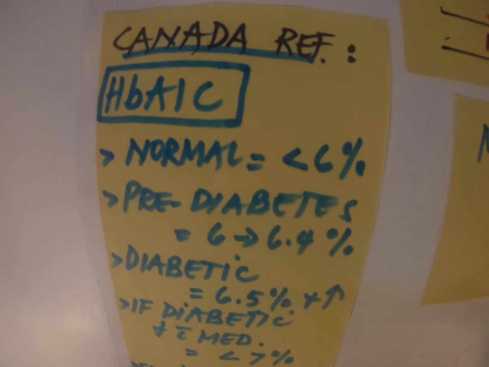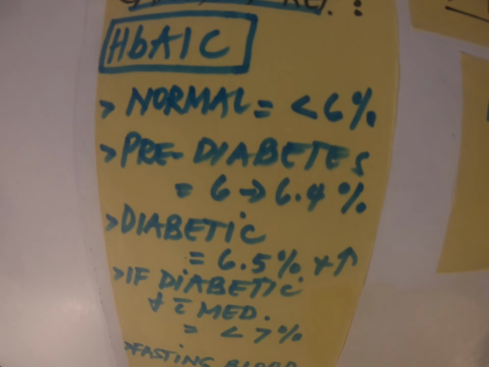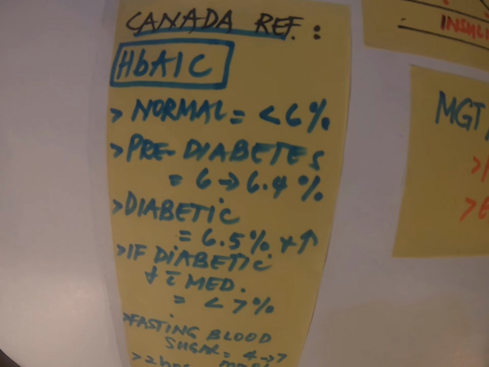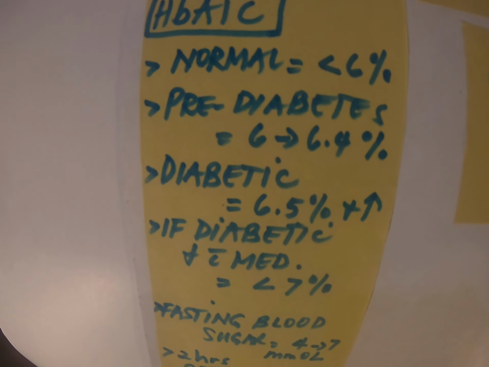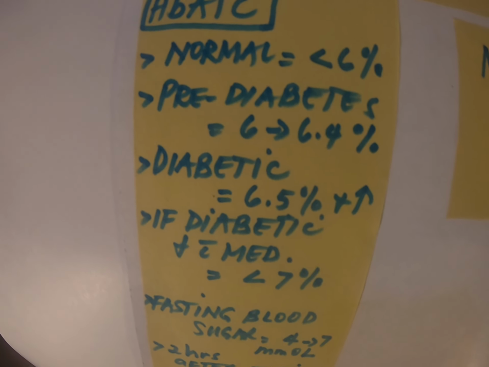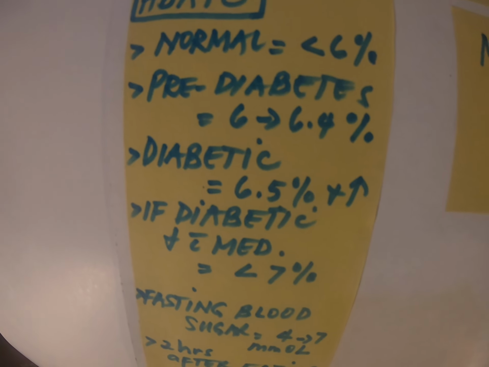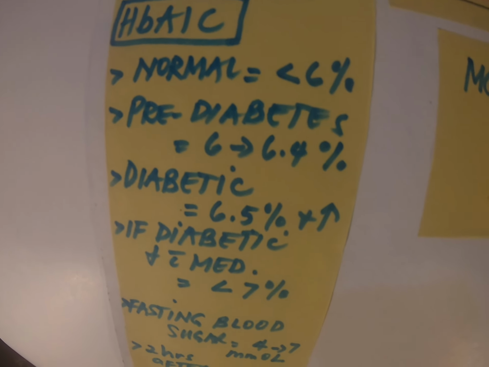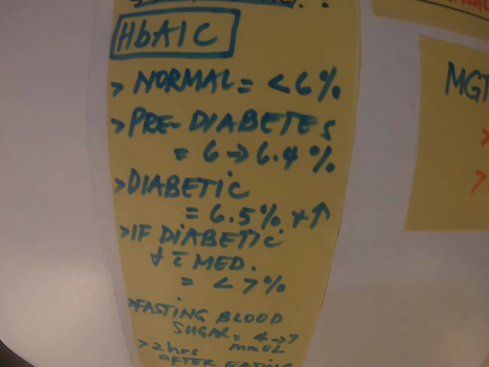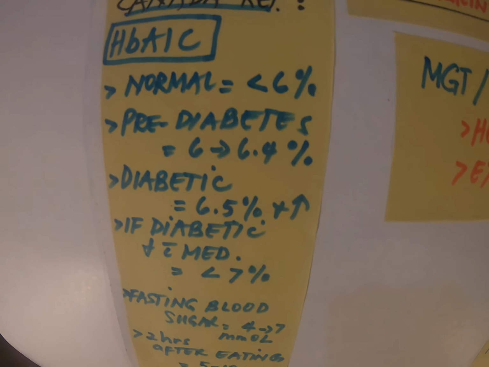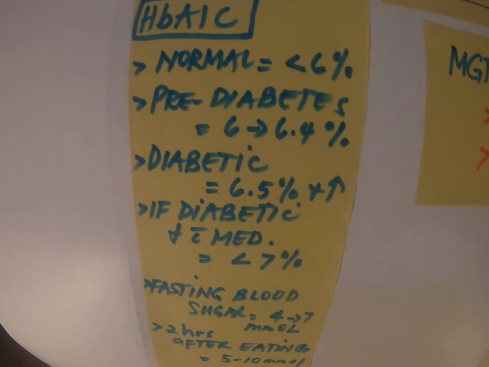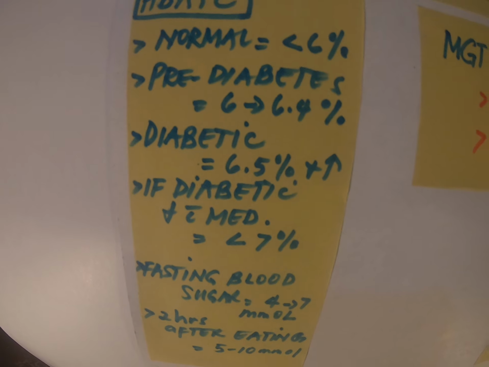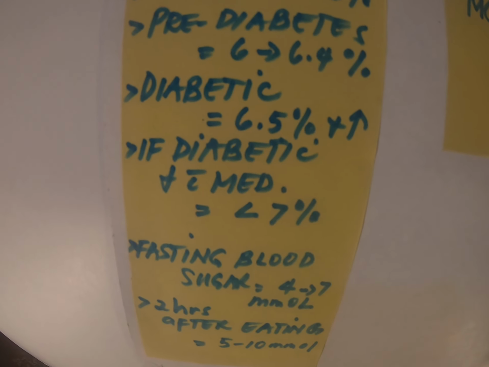Pre-diabetic or almost insulin resistant is 6 to 6.4%. If the patient is diabetic, it will be 6.5% and above. And if they are diabetic with medication, it will be less than 7%. So these are the values that we see. Normal is less than 6%, and that's good. If they're pre-diabetic, their reading is 6 to 6.4. And if they're diabetic, the reading is 6.5 and above. And again, if they're diabetic with medication, less than 7%.